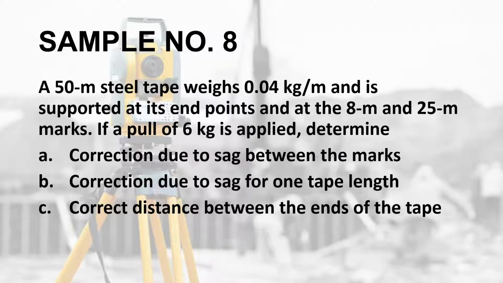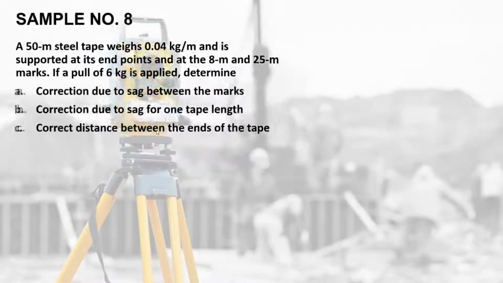A 50-meter steel tape weighs 0.04 kilograms per meter and is supported at its endpoints and at the 8-meter and the 25-meter marks. If a pull of 6 kg is applied, determine the correction due to sag between the marks, the correction due to sag for the one tape length, and the correct distance between the ends of the tape. So siguro dahil sa situation, magkakaiba yung points na pinaglagyan ng suporta. So let's try to imagine first the situation.